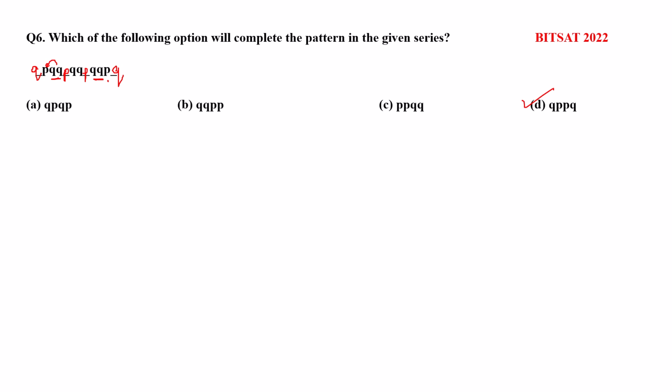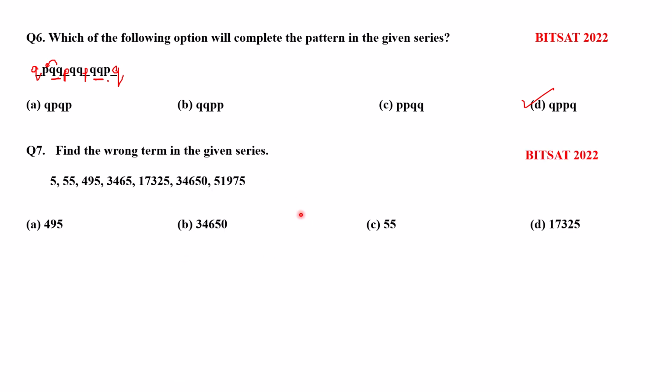Now next question. Find the wrong term in the given series. So to find the wrong term, if you see 5 and 55, clearly I can say that if I multiply 5 by 11, I will get 55, isn't it? So in 5, if I multiply 11, I will get 55. Now 55, how much will I multiply to get 495? If I multiply 11, will I get 495? No. If I multiply 10? No. But if I multiply 9, yes. So see the pattern, 11, then 9. So next it should be 7.